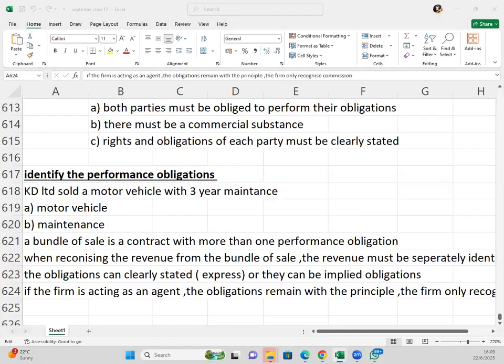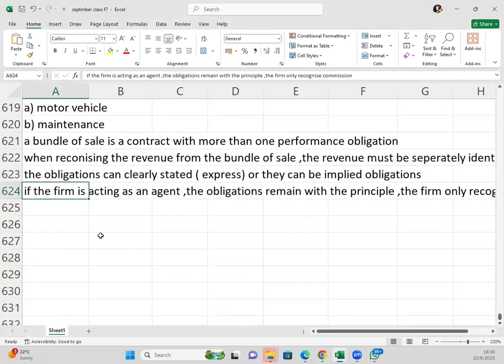We don't recognize the total of what you're going to receive. So you're acting as an agent. You can sell something for 20,000, but your commission is 10%. What you only recognize is your 10% commission. So even the other obligations, if there are other performance obligations, they are not your issue. So you only consider your 10% commission. So if there's maintenance, it is the principal that will provide the maintenance.